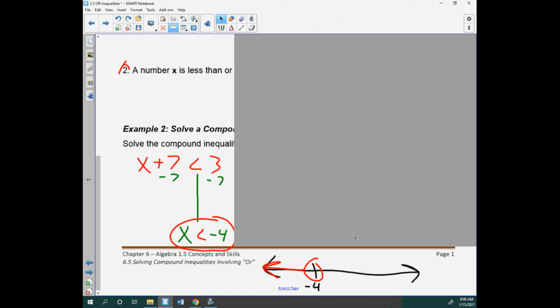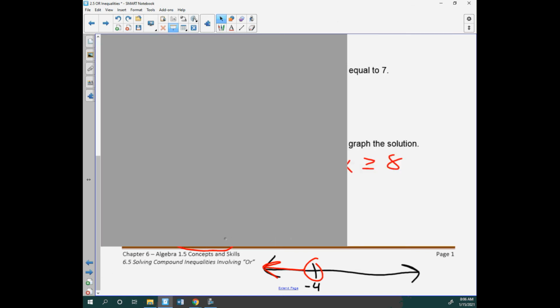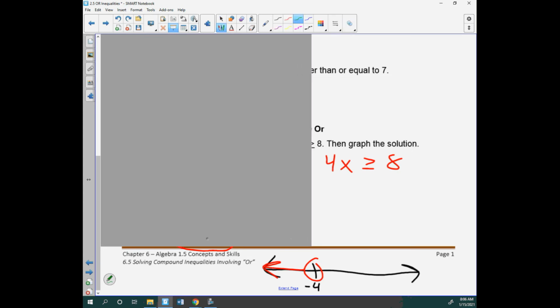Well, this one's just kind of a 2-for-1, these OR ones. We're going to have another simple problem over here. And we just want to solve that one, right? Same deal, I want to get x all by itself. 4 times x, well the opposite, or inverse operation of times is divide, so we just divide. We get 2.